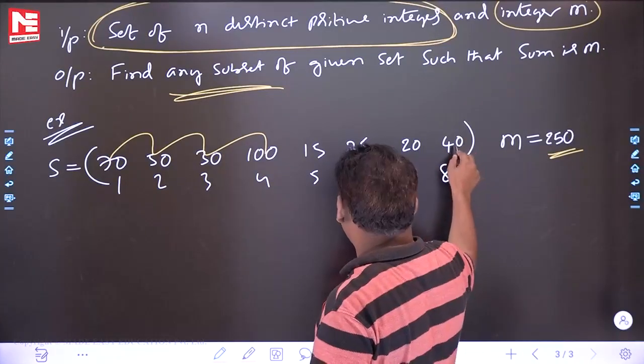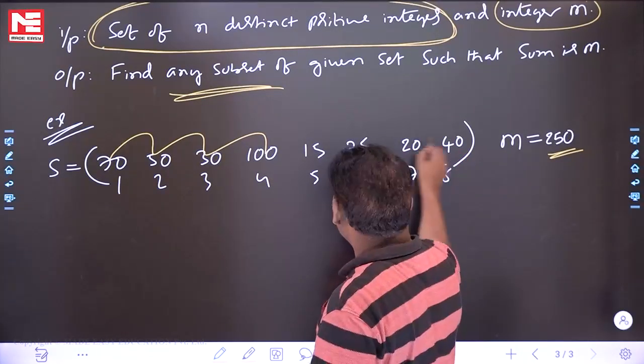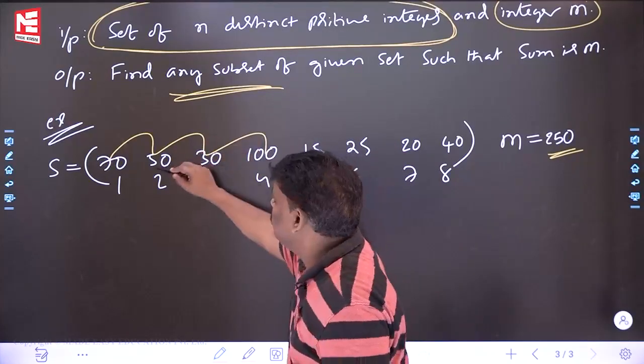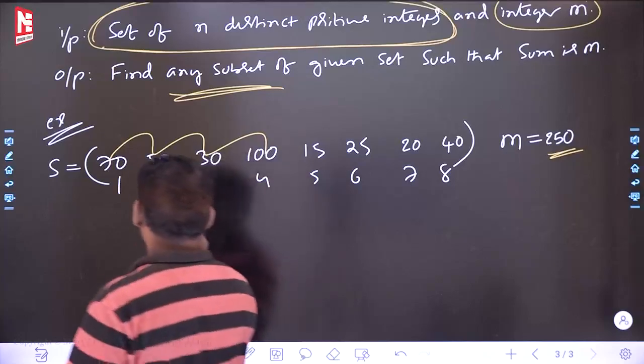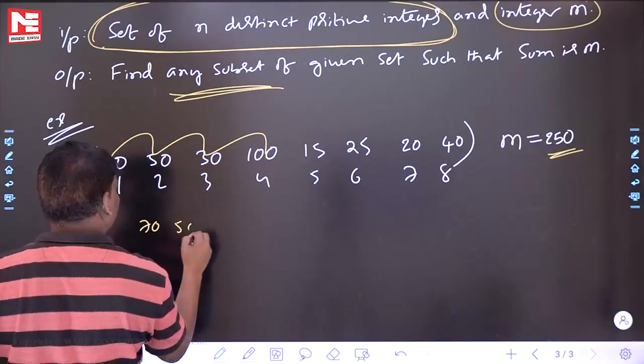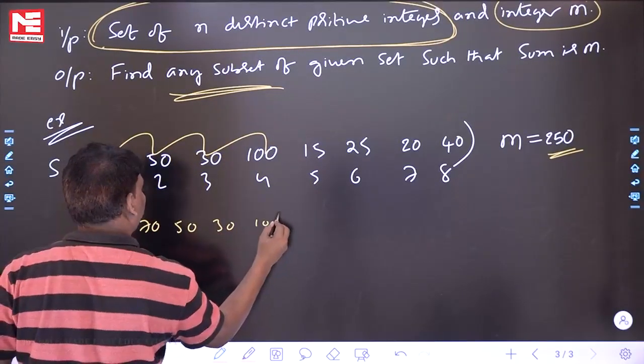40 plus 40, 80 plus 20, 100. This is 100. This is also 150. There may be many other ways. So what is the one answer? One answer is this one: 70, 50, 30, 100. This is the one way.